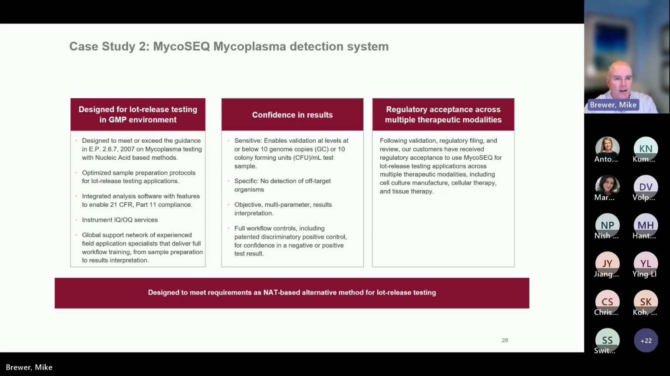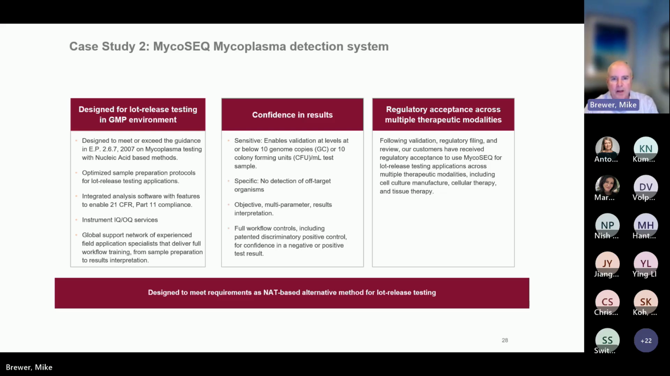As for the performance of the assay, it's sensitive and enables validation at levels of 10 genome copies per mL or below, or 10 CFU per mL if you're using live Mycoplasma. It's specific, with no detection of off-target organisms. It employs objective multi-parameter results interpretation, which I will cover in detail, and it has full workflow controls, including a patented discriminatory positive control for the highest confidence in both positive and negative test results.